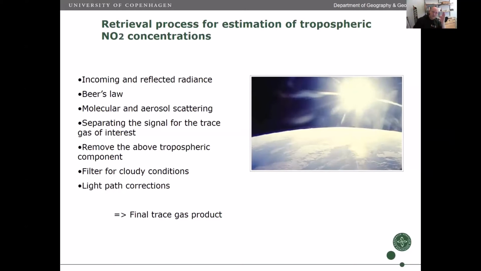The light path will be much longer, and thereby more of the radiation will be absorbed, since it's going through a longer path in the atmosphere compared to if it's coming from above. So we need to correct for this light path as well. But once we have done all these steps, we have managed to get a final trace gas product. And now I will go through each one of these steps, how to come from this incoming and reflected radiance into this final trace gas product.